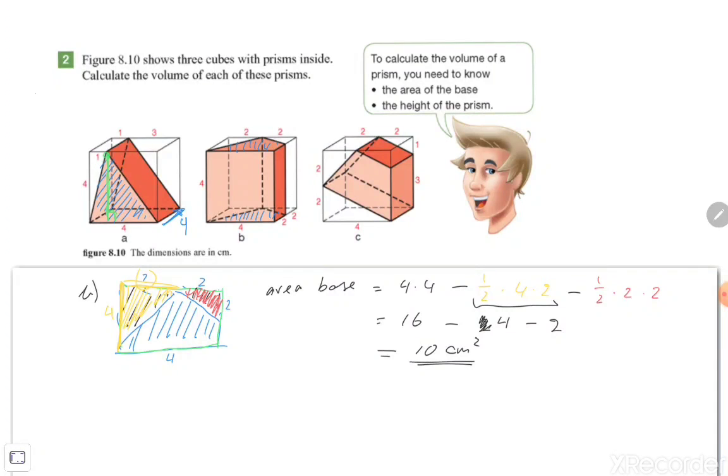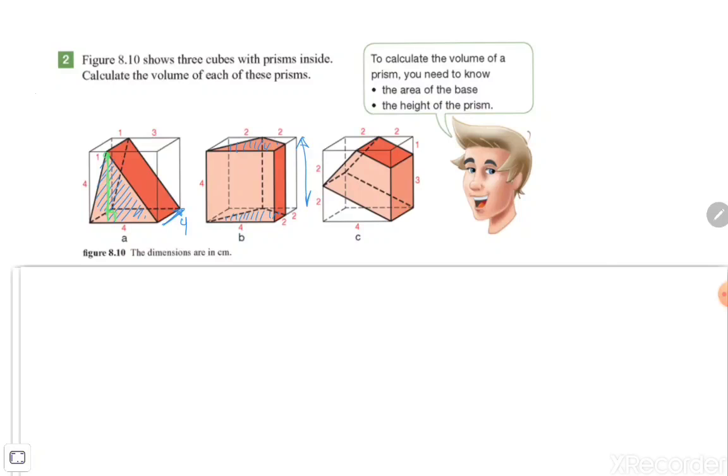Alright, so we already have the area of the base. Now what is the volume of my prism? It was the area of the base, the 10 square centimeters, multiplied by the height of my cuboid, and that's that part. That's the height of your cuboid. So times 4, and that's 40 cubic centimeters. And that's the answer from exercise B.